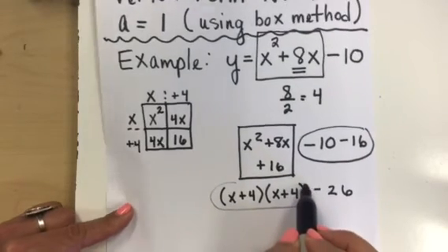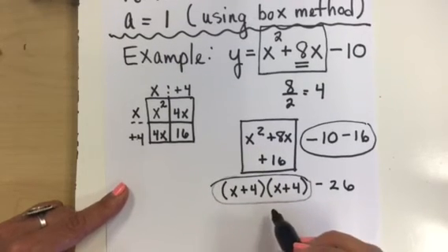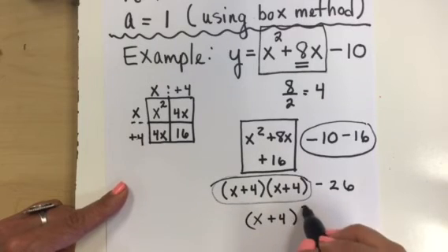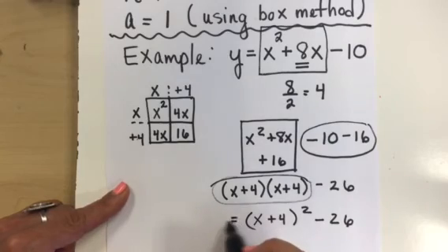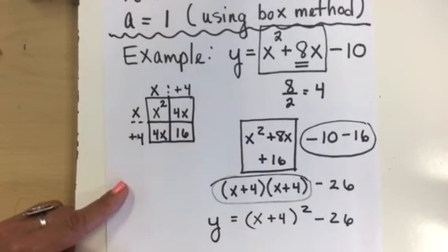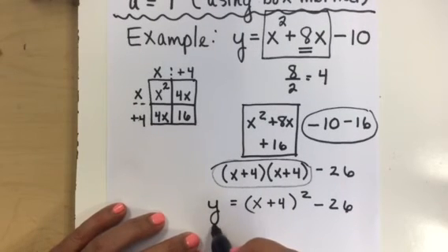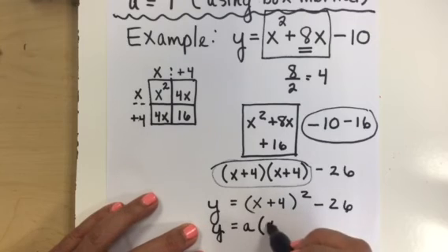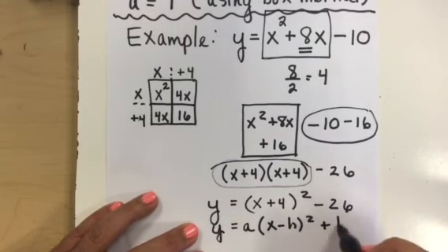Okay, now that we have an x plus 4 times an x plus 4, we can rewrite that how? X plus 4 squared minus 26. So ta-da! Guess what form we have? We have our vertex form, because recall, vertex form is y equals a times (x minus h) squared plus k.